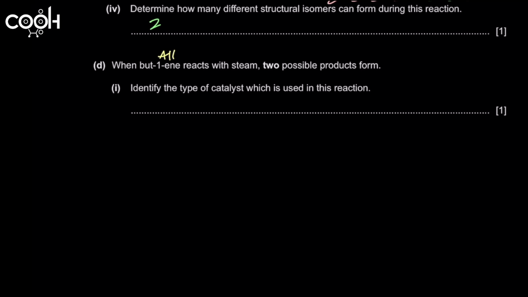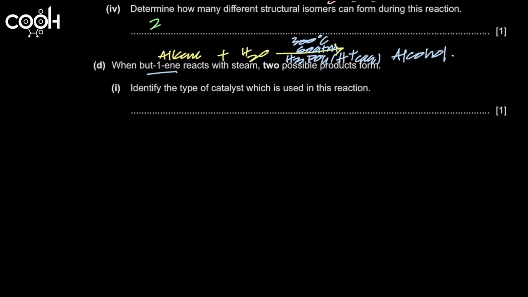So this is an alkene. It reacts with steam. Whenever alkenes react with steam, which is H2O gas, it needs a temperature of 300 degrees Celsius, a pressure of 60 atmospheres or 6,000 kilopascals, and it needs a catalyst which is acidified aqueous phosphoric acid, and it gives you alcohol. So if it's a 4-carbon alkene, it's going to give you a 4-carbon alcohol as well. Now, identify the type of catalyst. The type of catalyst is acidified aqueous phosphoric acid, right?